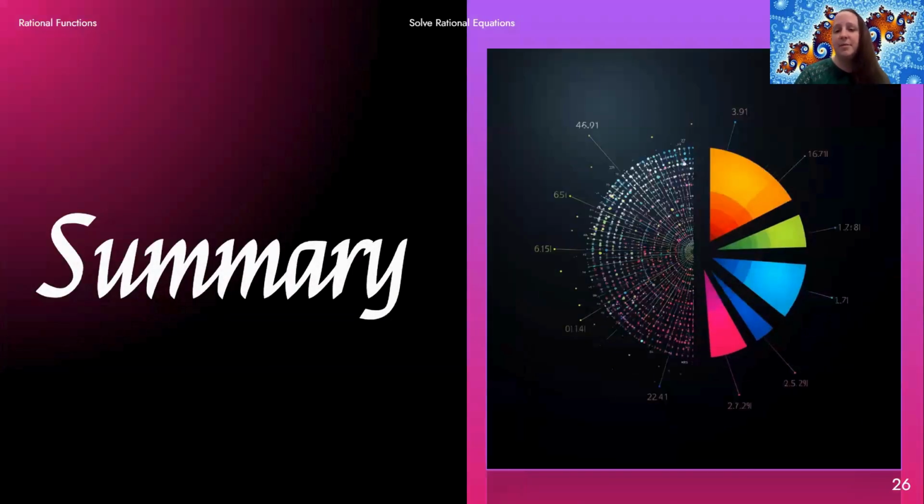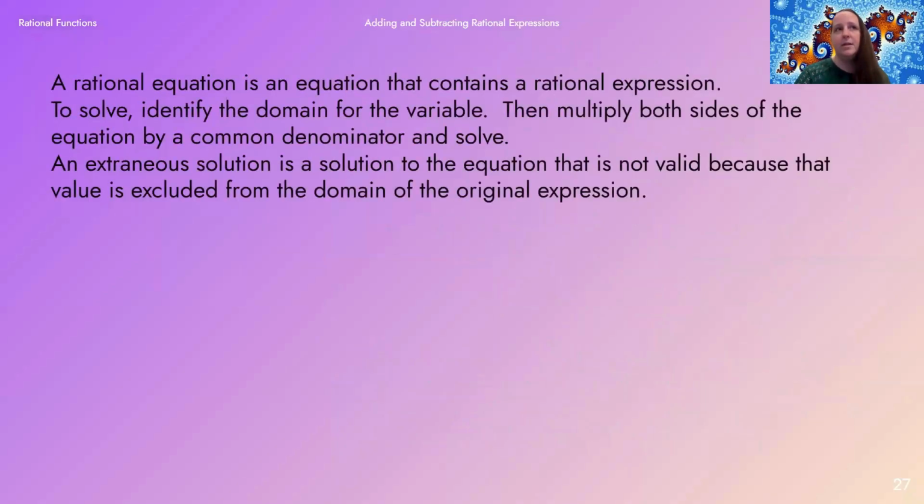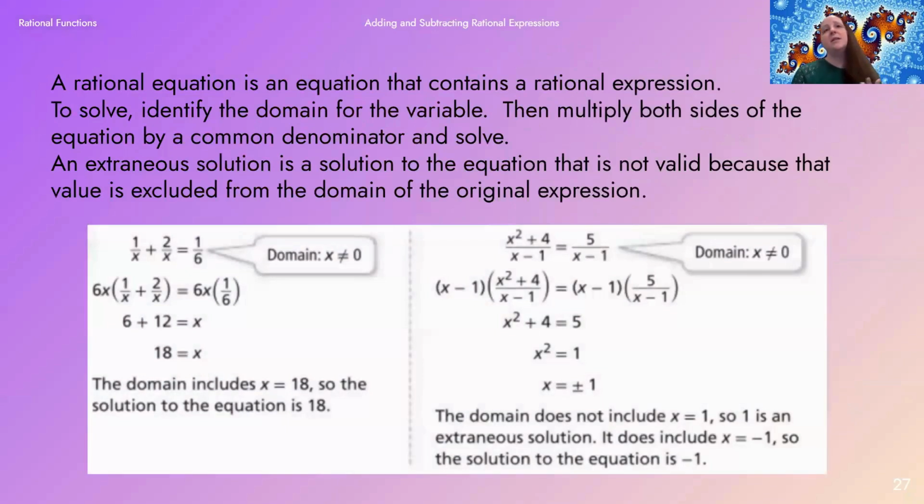Okay. Summary. So a rational equation, again, is an equation that contains a rational expression. To solve, we identify the domain for the variable, then multiply both sides of the equation by a common denominator and solve. An extraneous solution is a solution to the equation that is not valid because the value is excluded from the domain of the original expression.